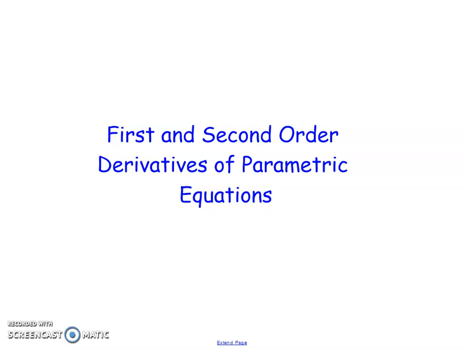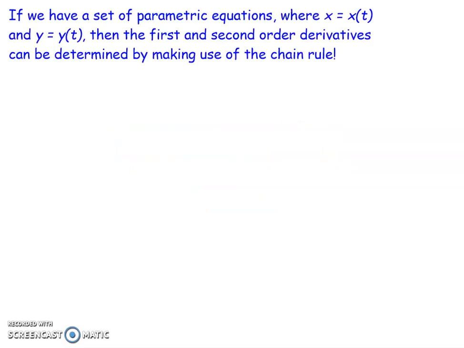In order to work with them effectively, we have to be able to calculate the first and second order derivatives of a pair of parametric equations. We need to understand how to do this, what formula we use, and why it comes to be. Now let's imagine we've got a set of parametric equations where x equals x of t, so x is given by some function with respect to t, and y equals y of t, so y is given by some function of t. We've got to determine the first and second order derivatives of this.